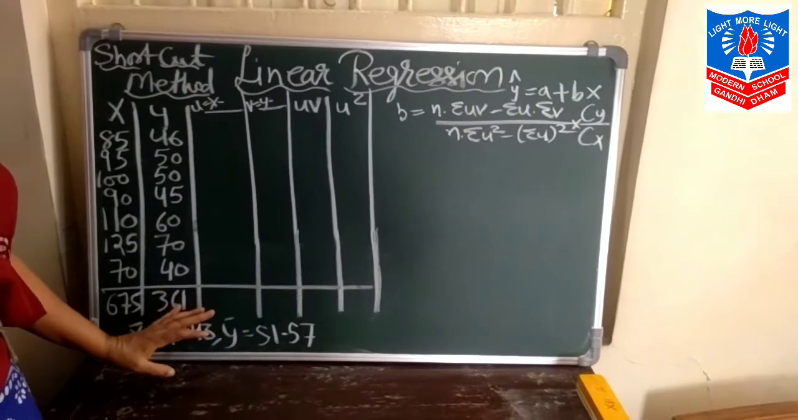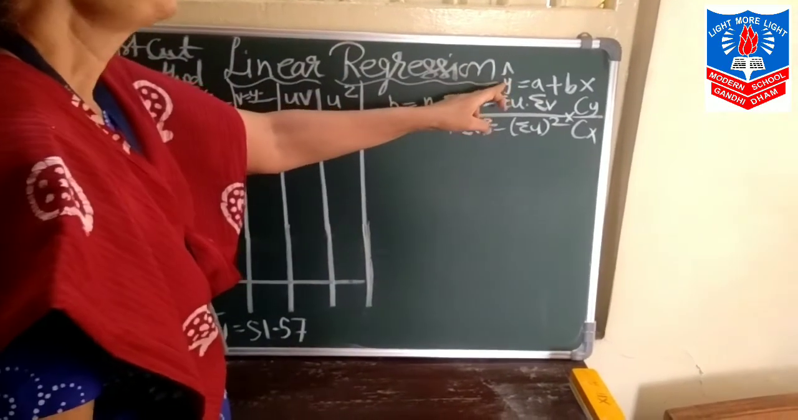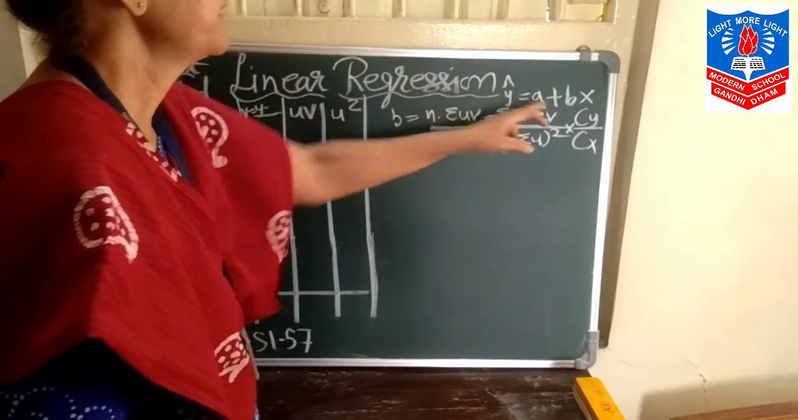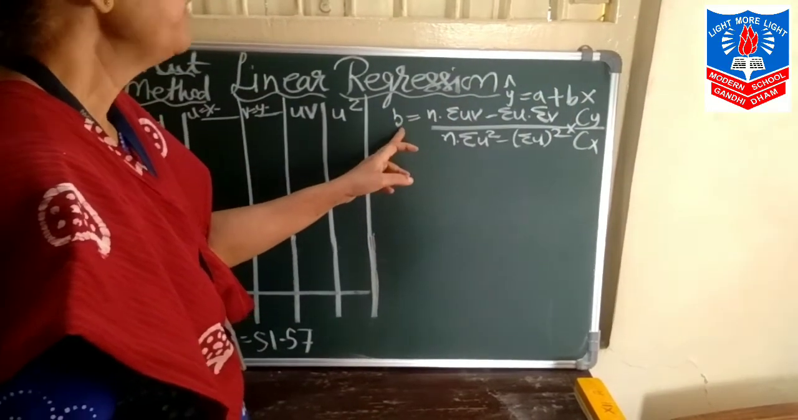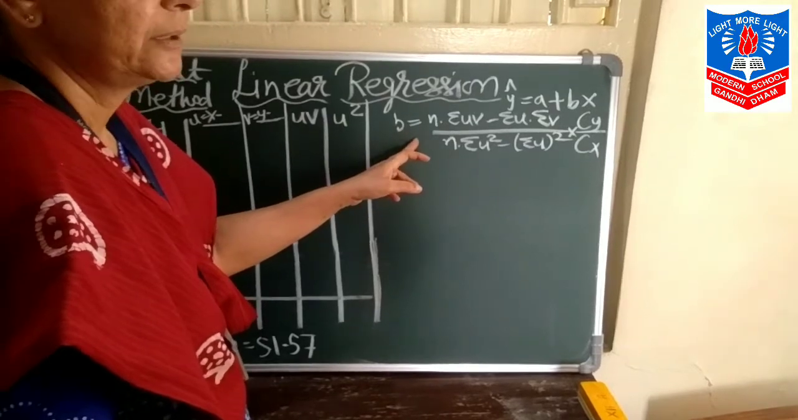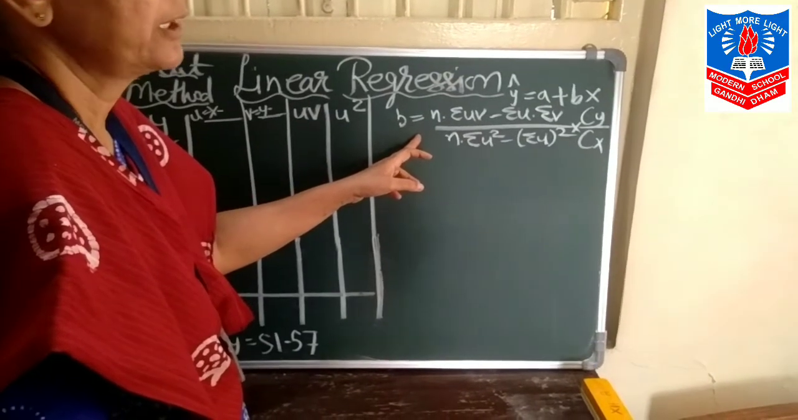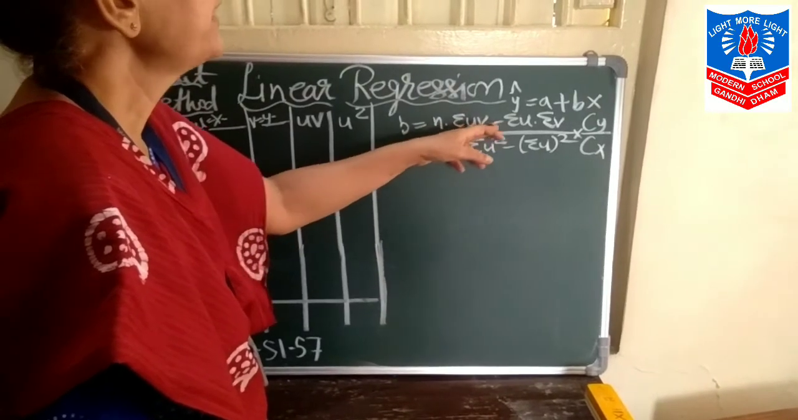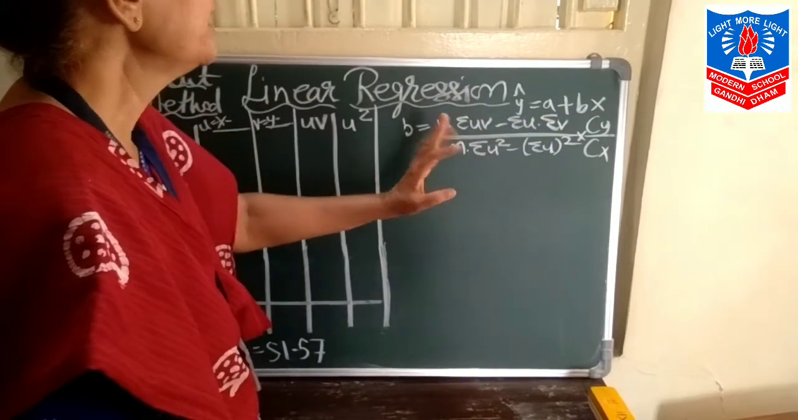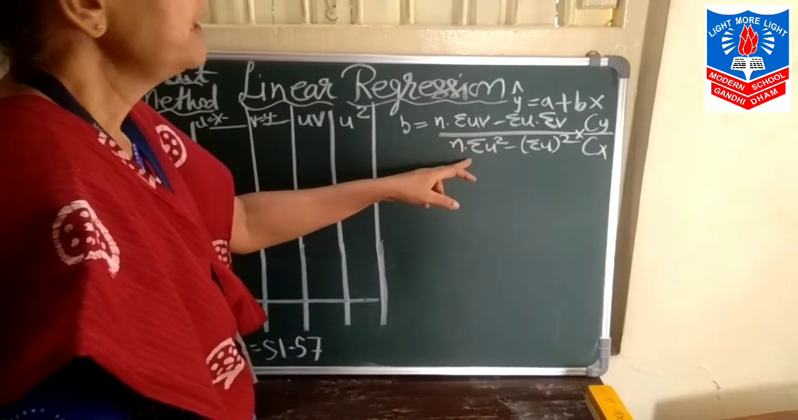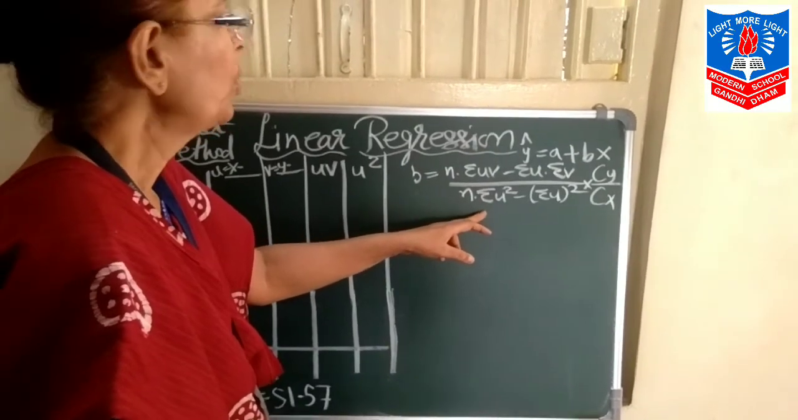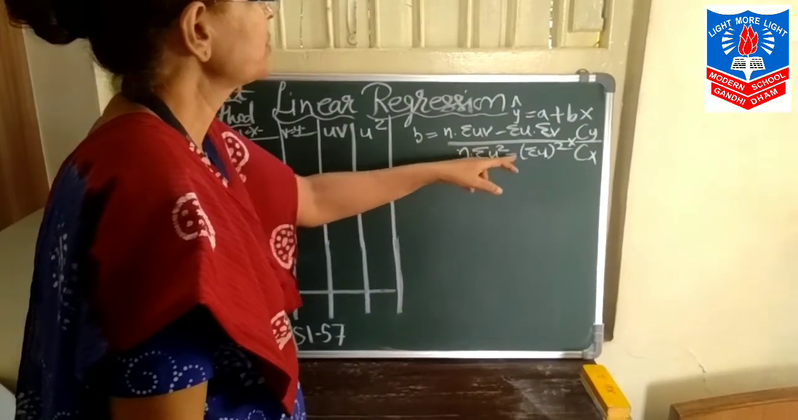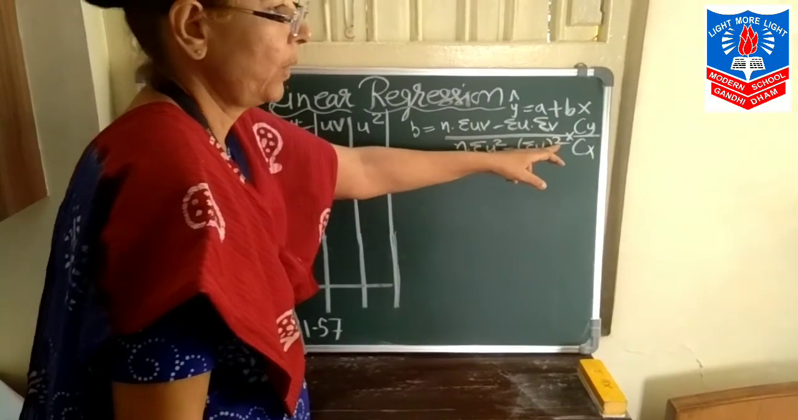Formula for this shortcut method: regression line y on x, estimated value of y is equal to a plus bx. First we find b. The B formula is like the correlation coefficient shortcut method: the numerator is the same, n sigma uv minus sigma u into sigma v. In the denominator we use only the value of u and without root, that is n sigma u square minus sigma u whole square.